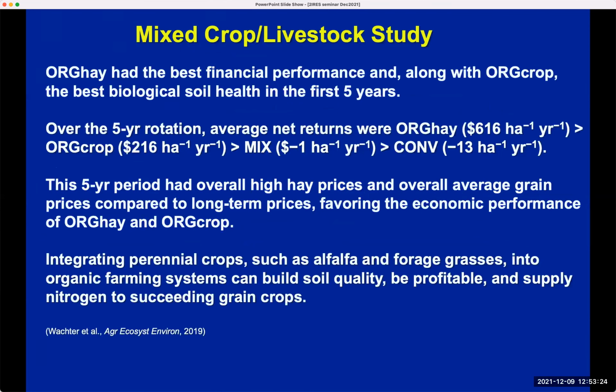The hay performed the best financially. Organic alfalfa is a really high value product, so it did really well. It was the most profitable in the organic crop because it had the alfalfa in it. And the mix and the conventional, you can see their profit was negative.